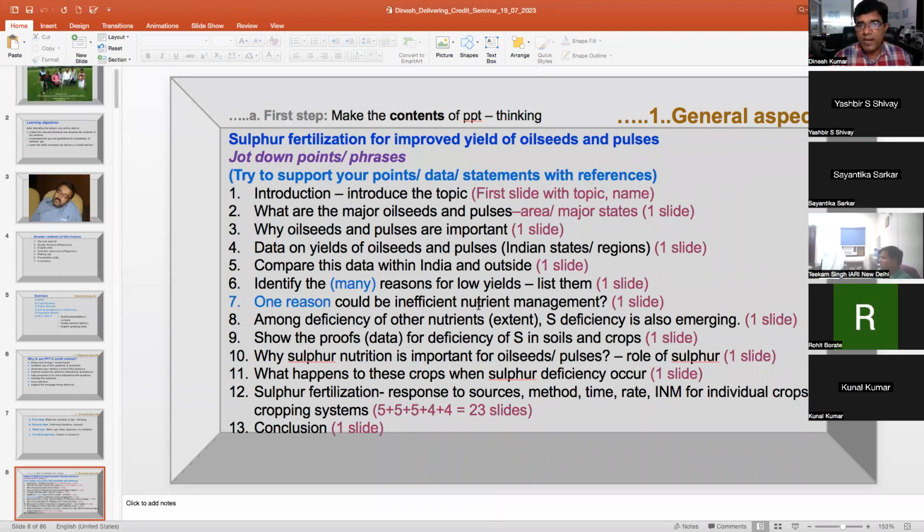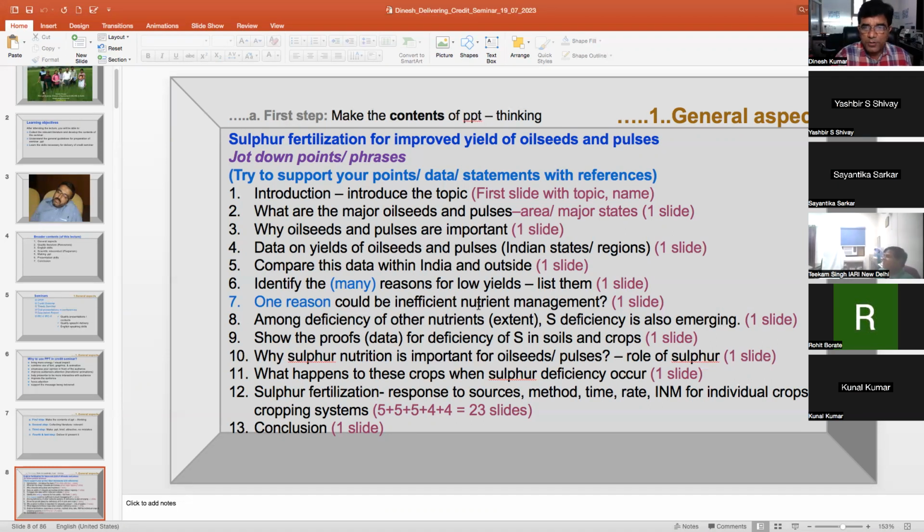Compare this data with India and outside. You can take local data, data of a state, data of a region, and compare to Indian data or international data, data of different countries. Here you are going to show whether our productivity of oil seeds or pulses or any crop is smaller, greater, or equal to the world productivity or other countries' productivity. That way we can get a fair idea of where we stand in oil seed and pulses production. This can be extrapolated to other crops also.